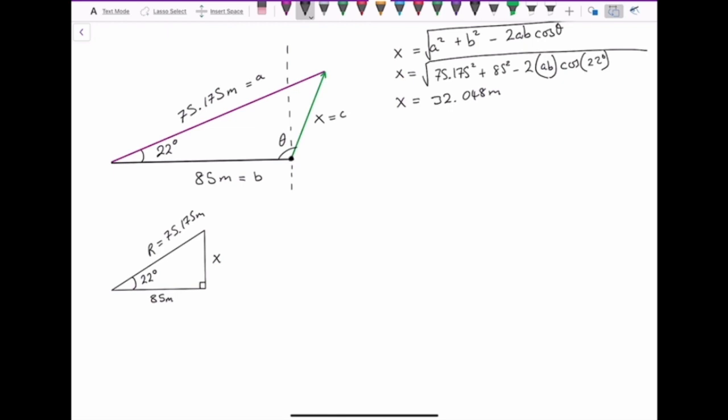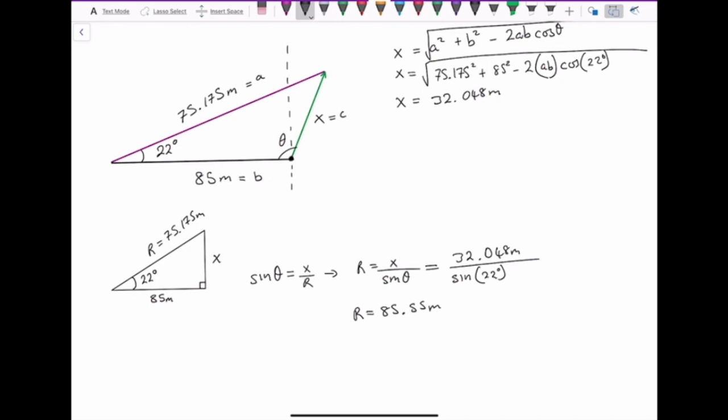So if we use sine theta, that's going to equal opposite over the hypotenuse. Now r is going to equal x over sine theta, which will equal 32.048 meters divided by sine theta, which is 22. That is equal to, so r is equal to 85.55 meters.